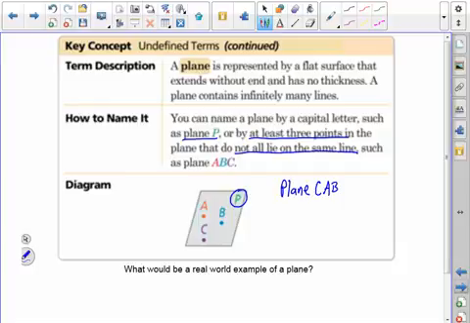I'm writing this on my smartboard in my room, which is representing a flat surface. So that is my real-world example of a plane, my smartboard. Again, I would like you to come up with some kind of example of a plane. Pause the video and think about it if you need to. And when you're ready, let's move on.